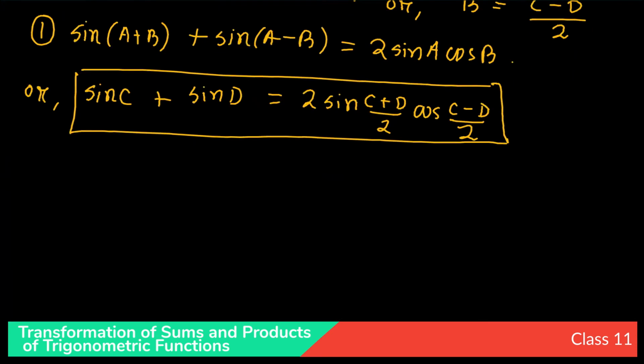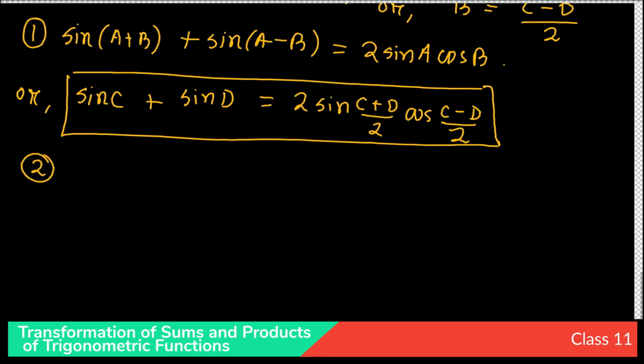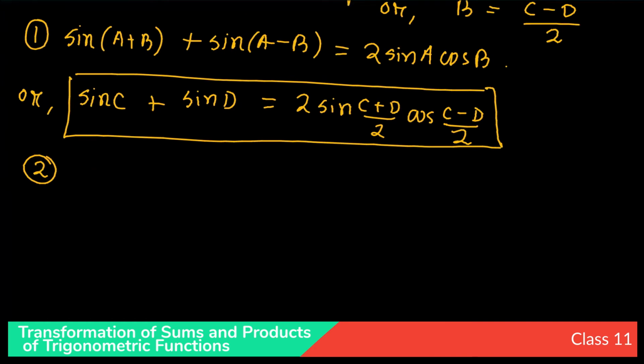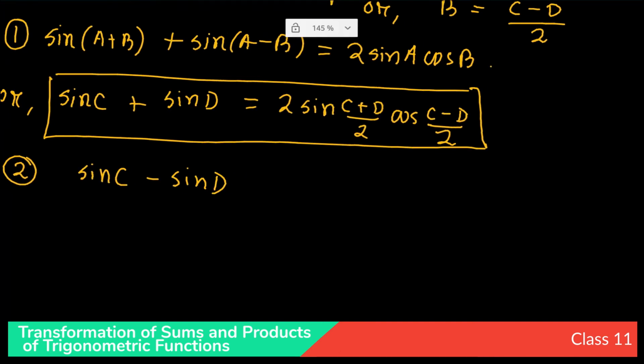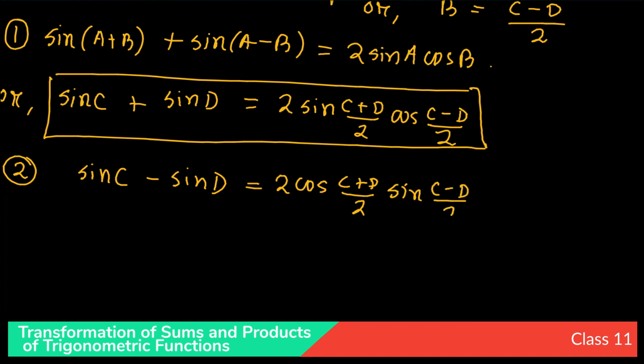Okay, in the similar way, if I do sine of a plus b minus sine of a minus b, then we will get sine c minus sine d is equal to 2, it is actually what? Sine of a plus b minus sine of a minus b is 2 cos a sine b. So we can write 2 cos c plus d by 2 sine c minus d by 2.